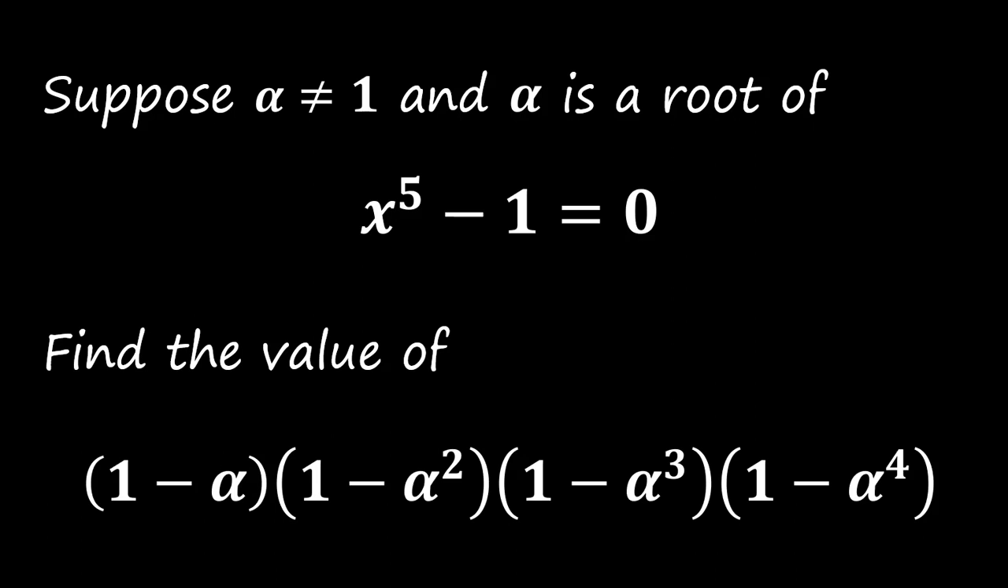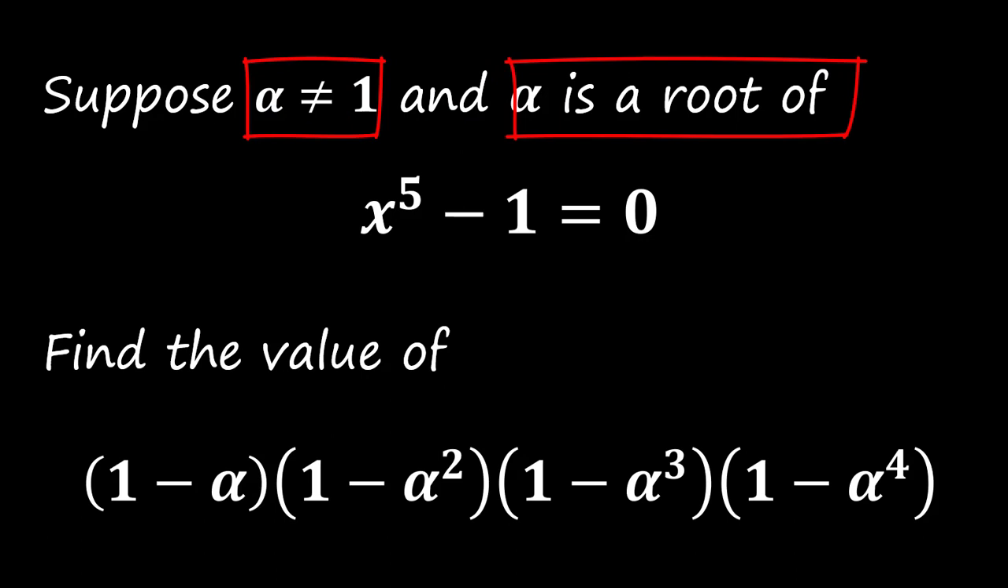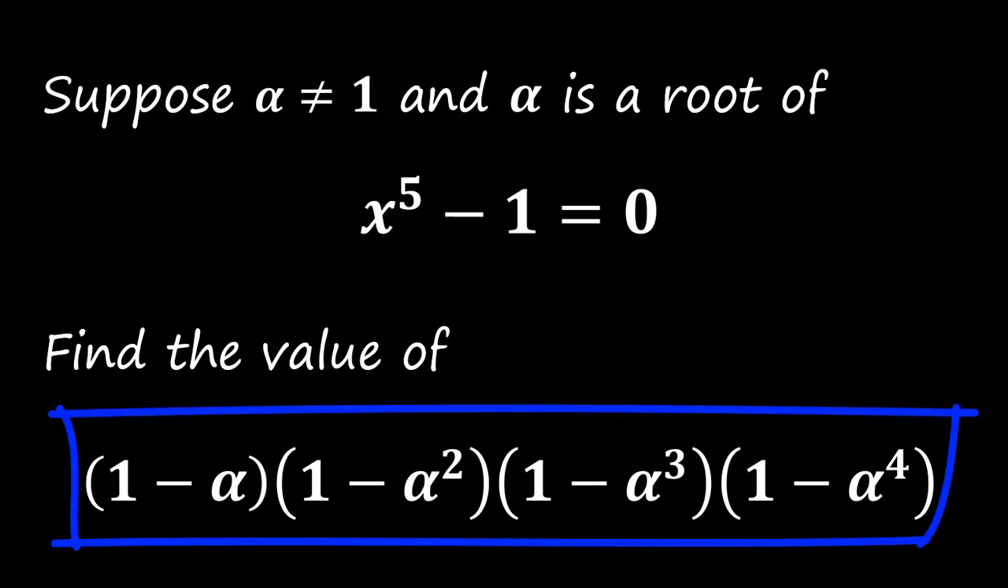Here is the problem. Suppose alpha not equals 1 and alpha is a root of x to the power 5 minus 1 equals 0. Find the value of (1 minus alpha) times (1 minus alpha squared) times (1 minus alpha to the power 3) times (1 minus alpha to the power 4).